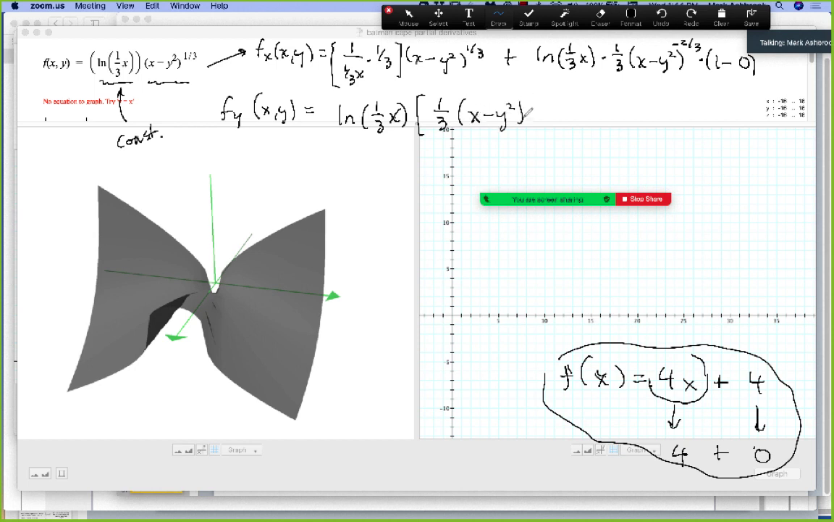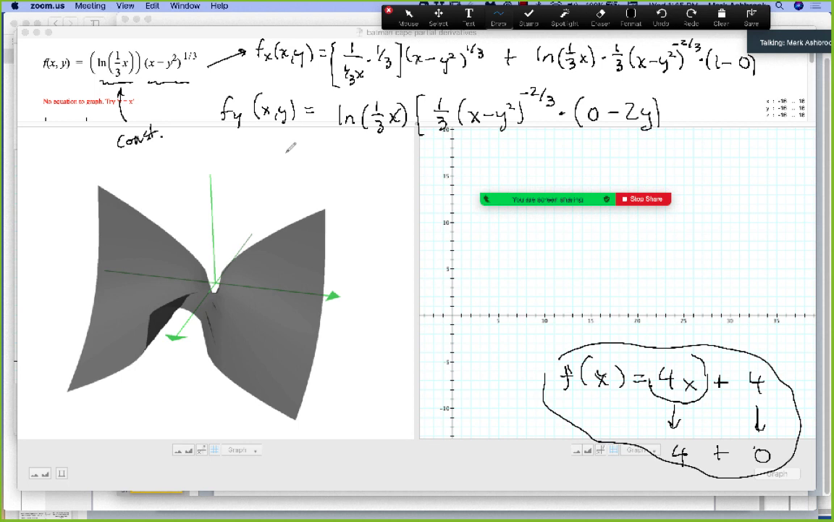Power rule, same as before, but now times what? What's the derivative of this here with respect to y? Negative 2y. Yep, the derivative of x is 0 when it's added, minus 2y. Questions on these two? So a partial derivative function is a new multivariable function derived from the original one, and it tells us rate of change. Rate of change with respect to x, rate of change with respect to y.